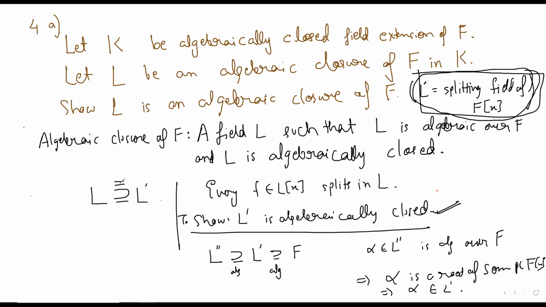And then that basically means that this is equal, because L is also an algebraic extension, and algebraically closed means it cannot have any algebraic extension. So these two definitions are the same, in fact.